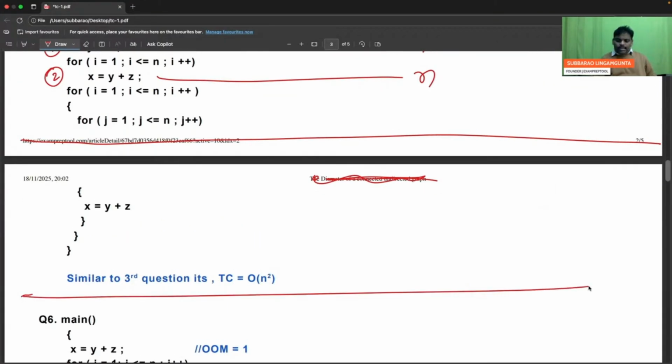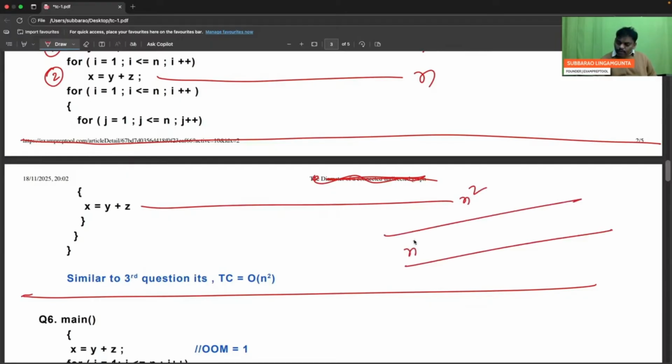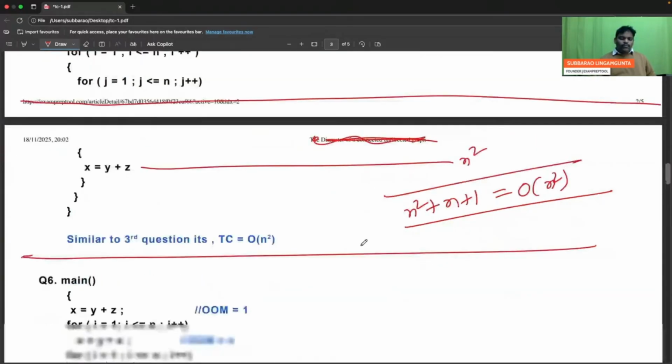Same. The answer is order of n square. The third statement is n square. Time complexity means the bigger one. If you add, it is also the same thing: n square plus n plus 1. The bigger one is n square. Big O of n square. That is okay. There is no problem. Fifth problem is also over.